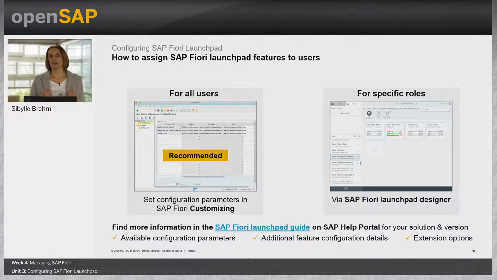You can find the available configuration parameters in the SAP Fiori Launchpad guide for your version, including additional details on configuring features such as Fiori Search and notifications. The guide also explains extension options, such as using a Launchpad plugin to show if you are in your production, test, or development system, or adding custom options to the shell bar at the top of the homepage.